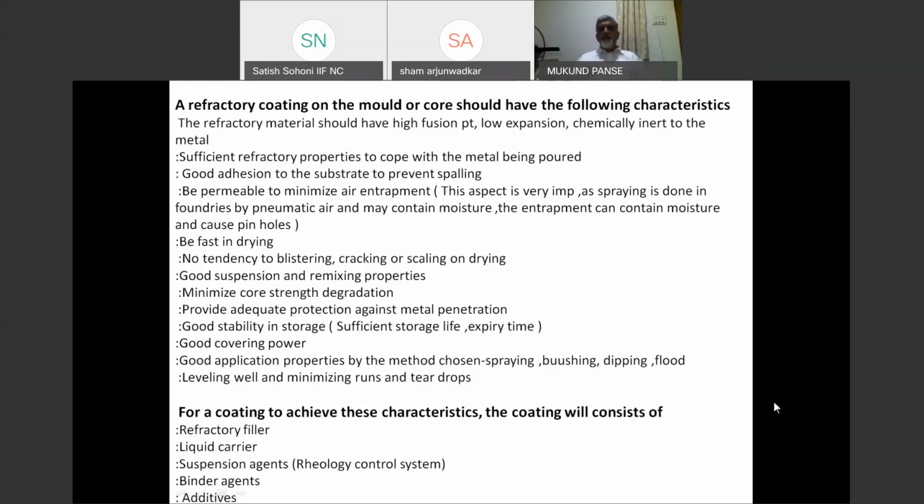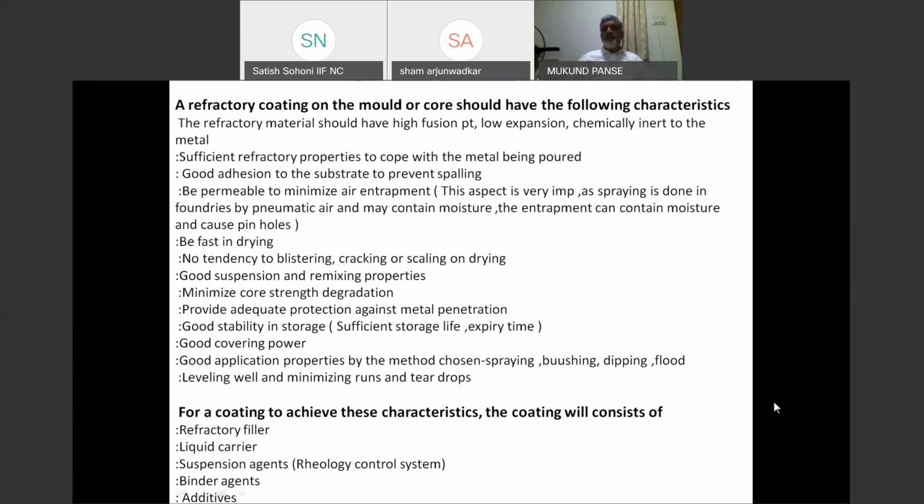The basic refractory should have a high fusion point. We are trying to give a coating of refractory fines on the mold surface, but the dry refractory cannot be coated, so it has to be carried through some liquid so it can be sprayed or coated properly. Normally, the carriers are either water or alcohol, spirit base.